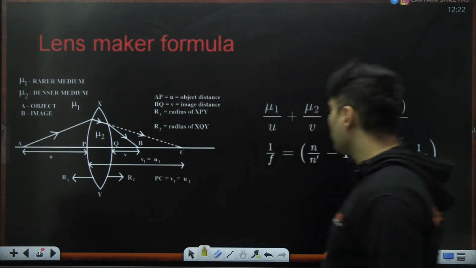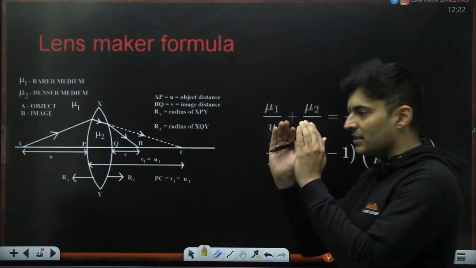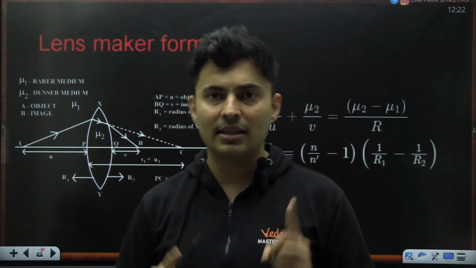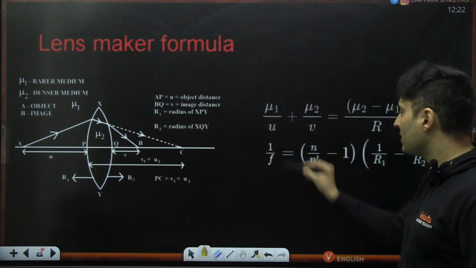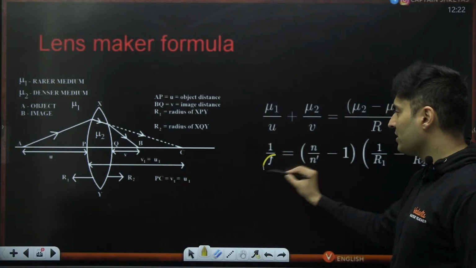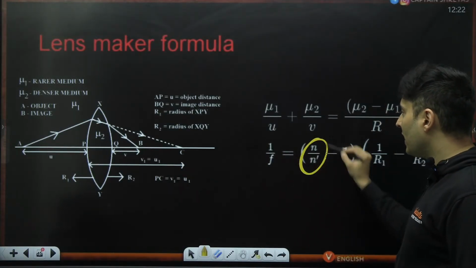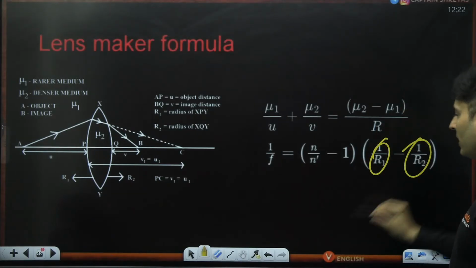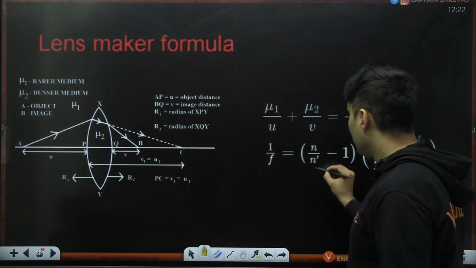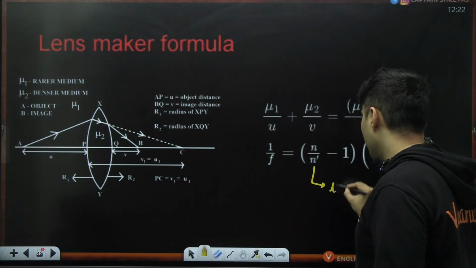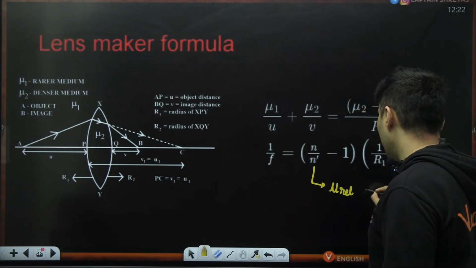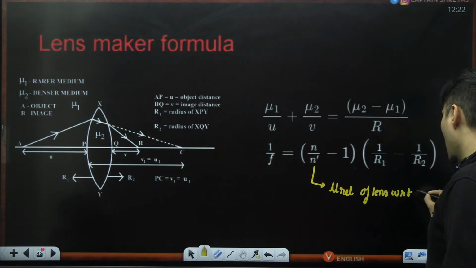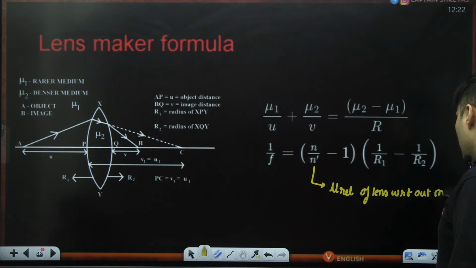Lens maker formula. Let's quickly revise it. If two curved surfaces of a lens are given, and you have to find the focal length, then the focal length formula is 1 by f, where f is the focal length, equal to the relative refractive index minus 1, times 1 by R1 minus 1 by R2. This term over here is the relative refractive index of the lens with respect to the outside medium.